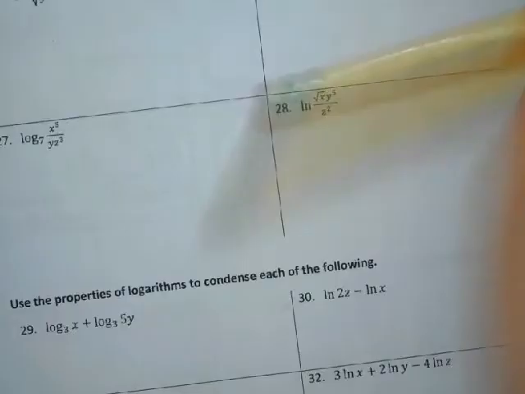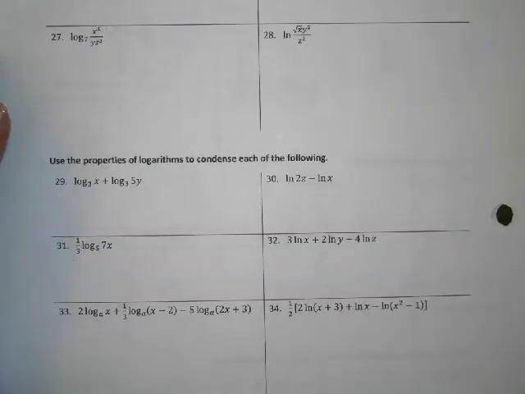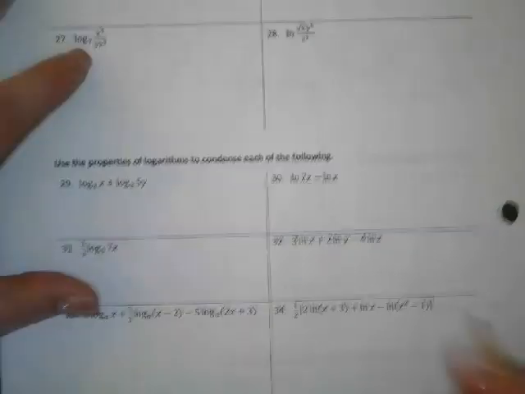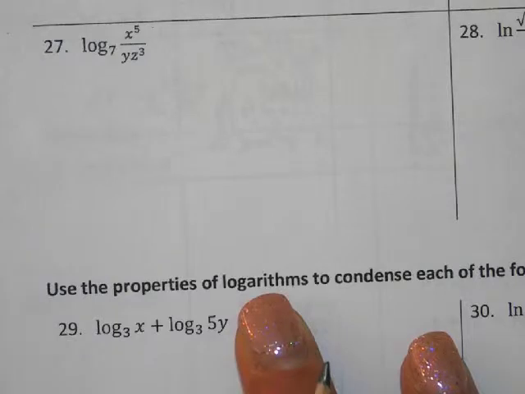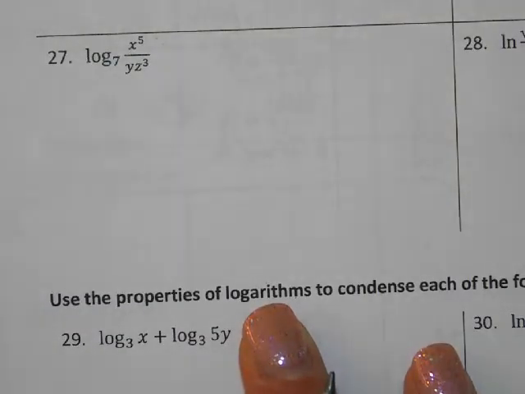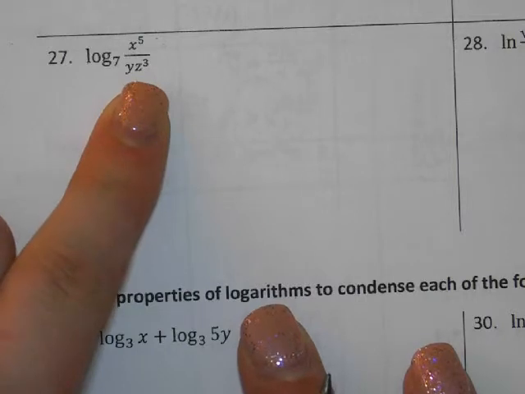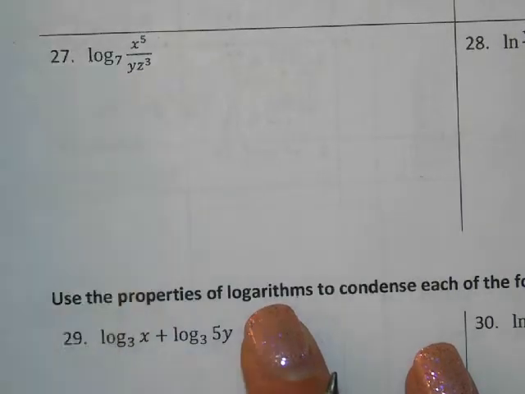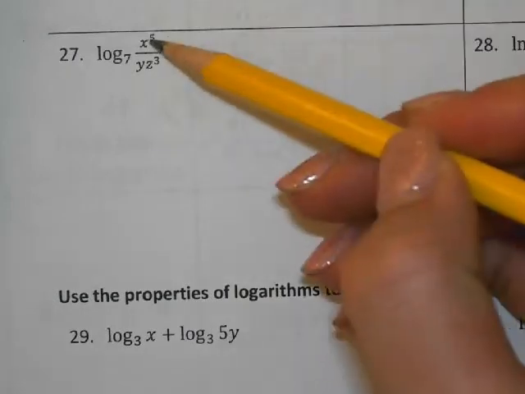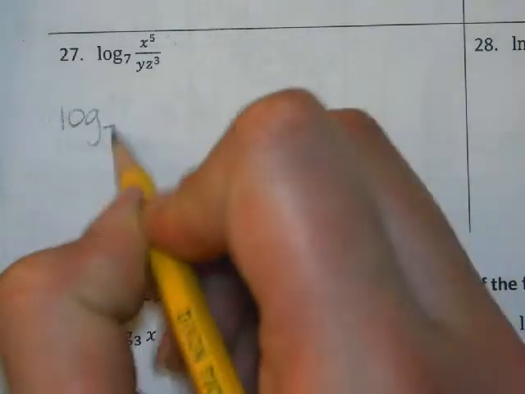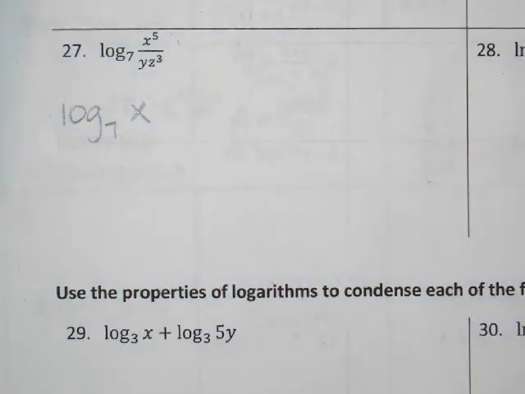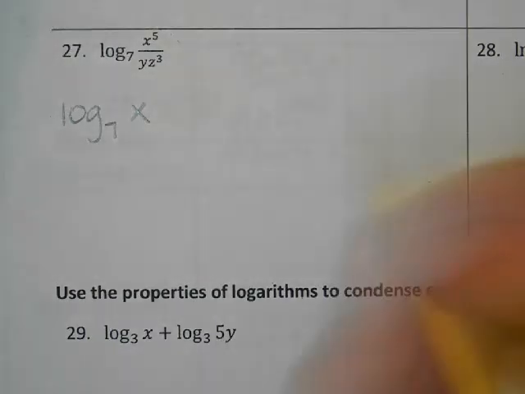Okay. I just want to make sure we're still doing okay. So is there a problem on this side of the page that we want to do together? 27? All right. So on 27, we have lots of exponents, right? So we have things that are going to move to the front. We also have 2 things on the bottom, which can be kind of confusing sometimes if you have multiple things down there. So how many times am I going to write the word log? 3. So I have log base 7 of x. What do I do with that exponent of 5? Move it to the front.